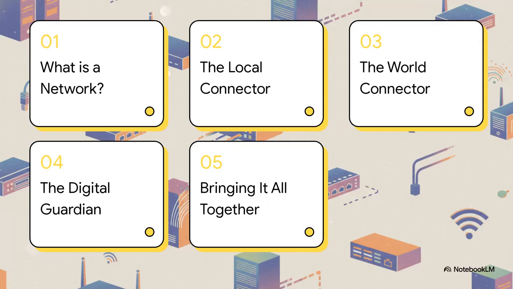So, here's the plan. We're basically going to build a network from the ground up. We'll start with the absolute fundamentals, then we'll tackle those local connections with something called a switch, go global with routers, and finally, learn how to protect it all with firewalls. By the end, you'll see exactly how all these different pieces click together to create one seamless system.